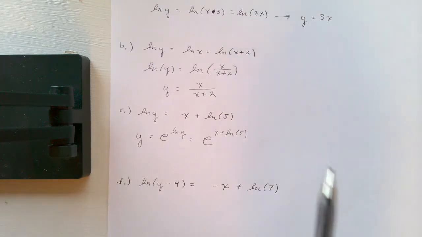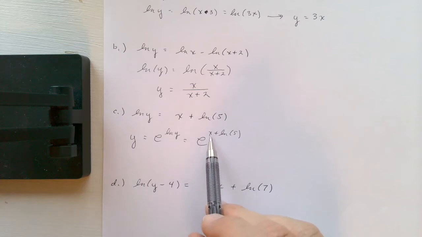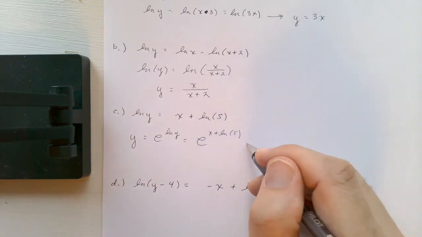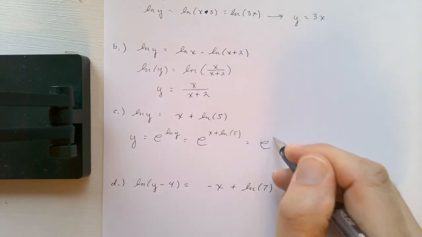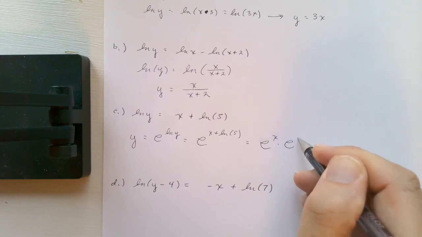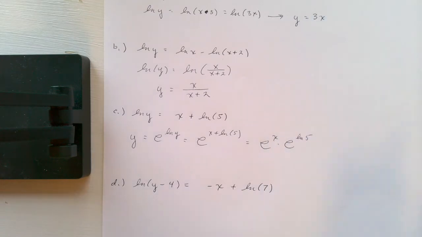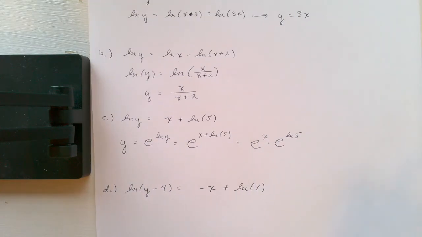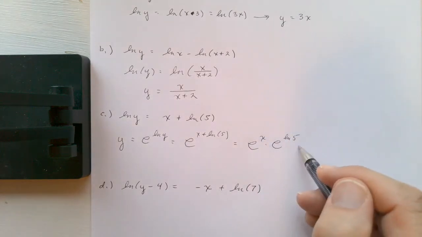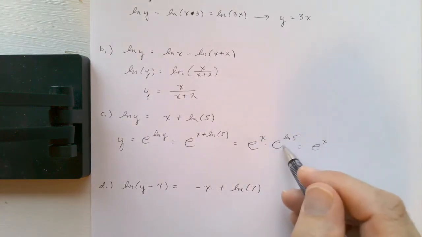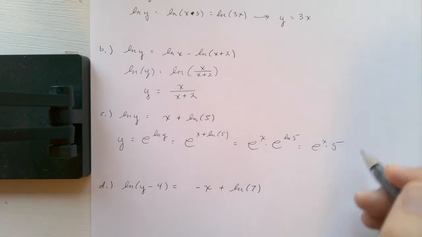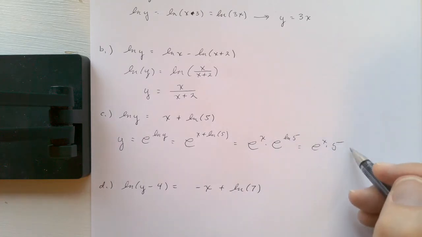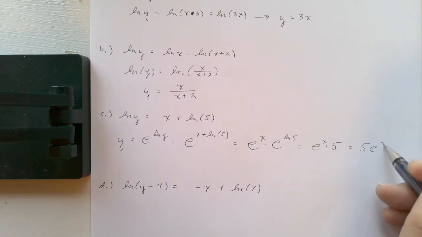Now we have a sum. We have e raised to the sum of two exponents. Well, we know how to break this up. This is e to the x times e to the natural log of 5. And e to the natural log of 5 is 5. So it's e to the x times 5, or 5 times e to the x.